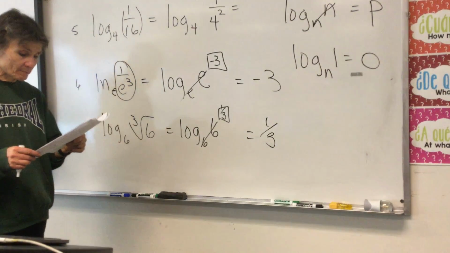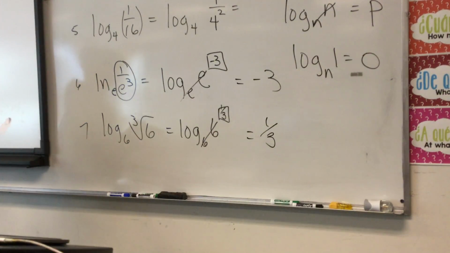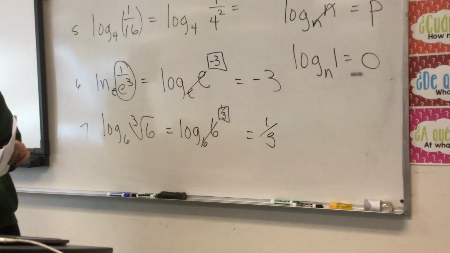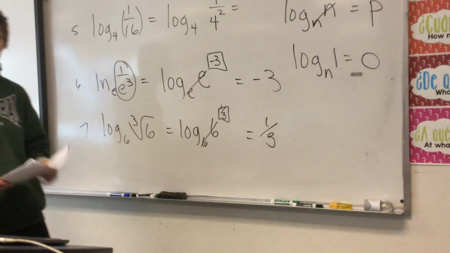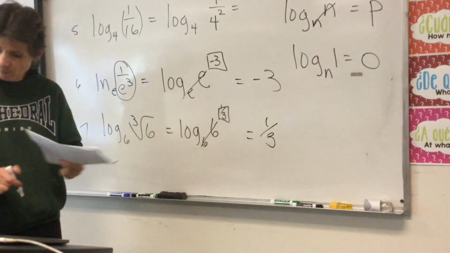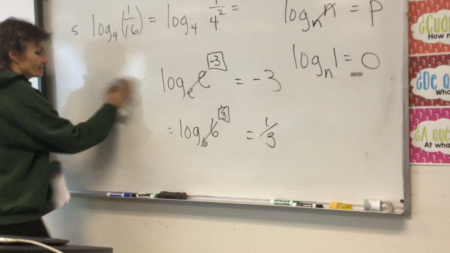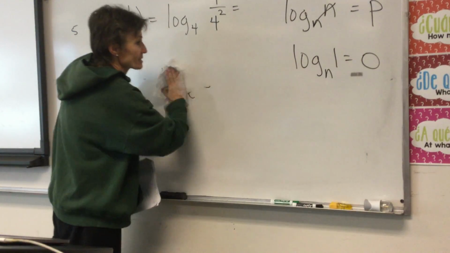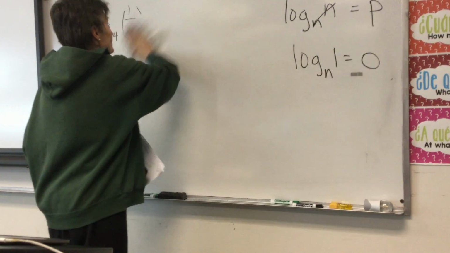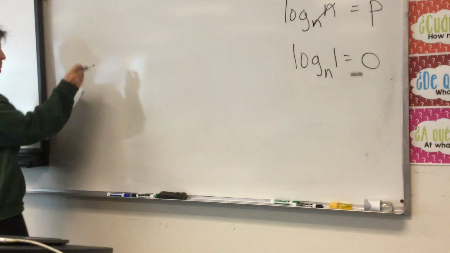So when I look at problem number 8, my answer will be 0, because the log of 1 is always 0, no matter what the base is. If you took your calculator out and pressed log 1 or ln 1, it would say 0. The log of 1 is always 0, no matter the base. So these two things are like rules. They work all of the time.